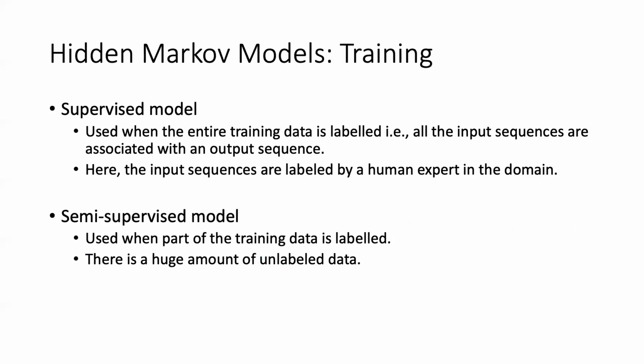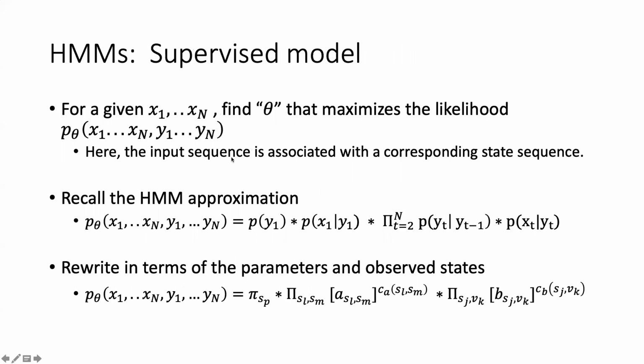Based upon the availability of the labeled data, we can train HMM in two approaches. If the entire training data is labeled, then we can perform supervised training. But when a huge amount of data is unlabeled, then we have to go for semi-supervised modeling. Let's first consider the supervised approach. In supervised training, we have access to the labeled data. So the input sequence is associated with the corresponding state sequence.